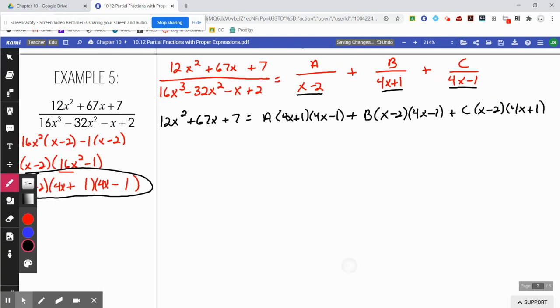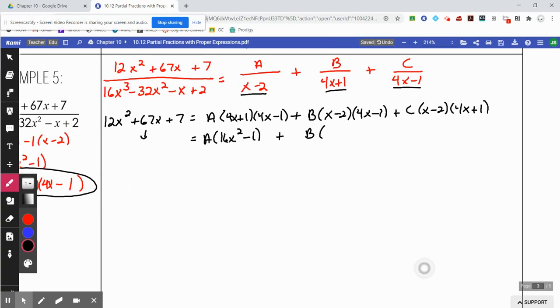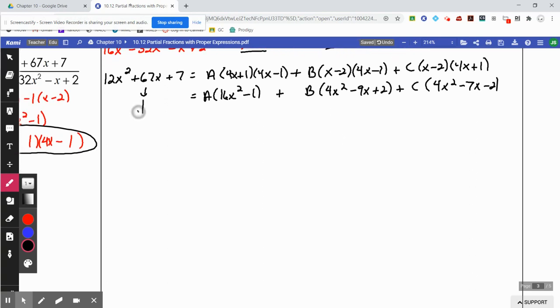Let's go ahead and distribute or FOIL these out. You have a times, and I'm just going to bring this other part down instead of rewriting it. That'd be 16x squared minus 1 plus b times, when you FOIL this, that's going to be 4x squared. Let's see, that's going to be negative 8 and negative 1, which would be a negative 9x plus 2, plus c times 4x squared. That'll be a negative 8 and a positive 1, which would be a negative 7x minus 2. Again, now just continue bringing this down.